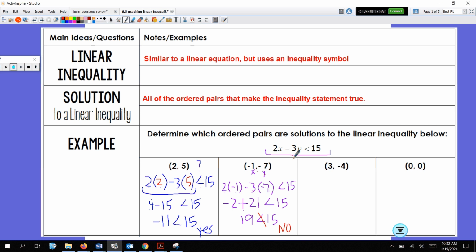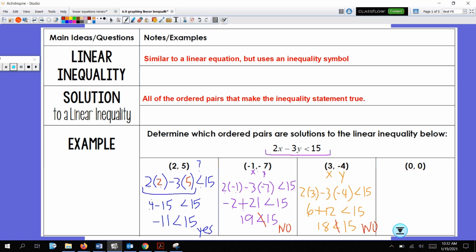Okay, let us look at another example. Here we have the ordered pair 3, negative 4. 3 is my x value, negative 4 is my y value. I'm plugging it into that inequality. So 2 times my x value, which is 3, minus 3 times my y value, which is negative 4. Is all of that less than 15? 2 times 3 is 6. Negative 3 times negative 4 is positive 12. 6 plus 12 is 18. Is that less than 15? I hope you're all saying, heck no, it ain't. So that's a no. That ordered pair, 3, negative 4, does not satisfy the inequality.